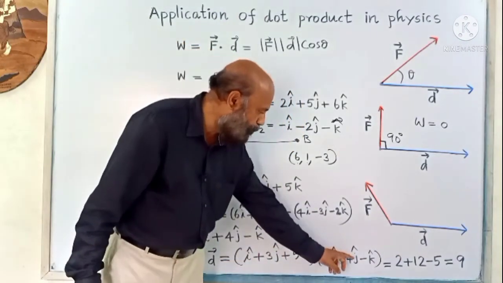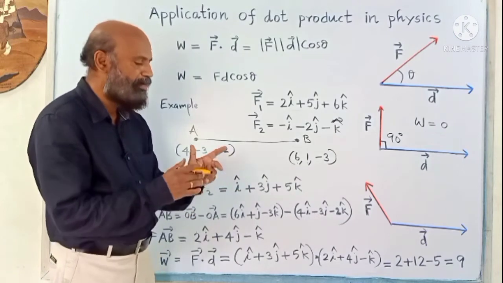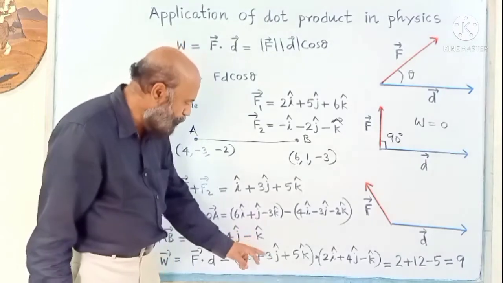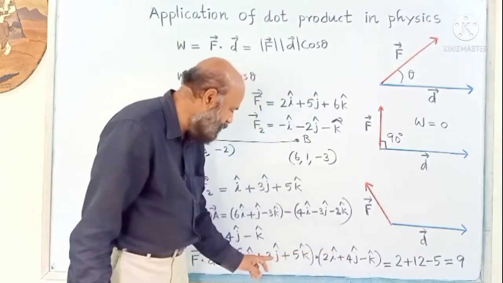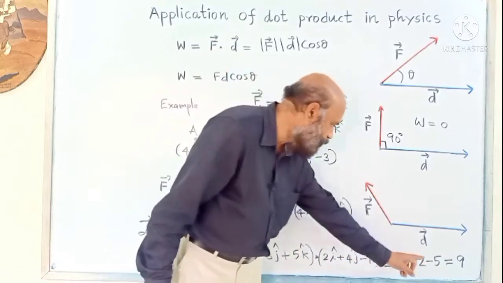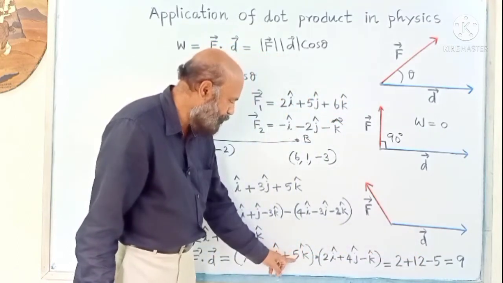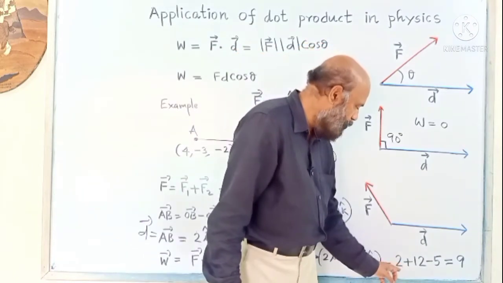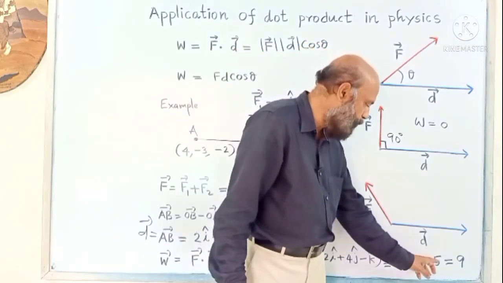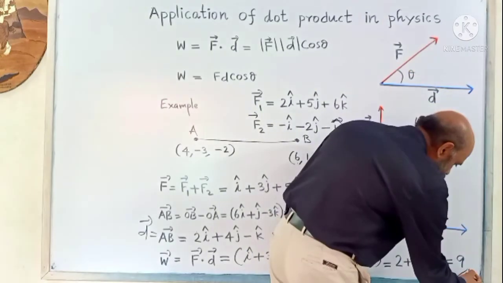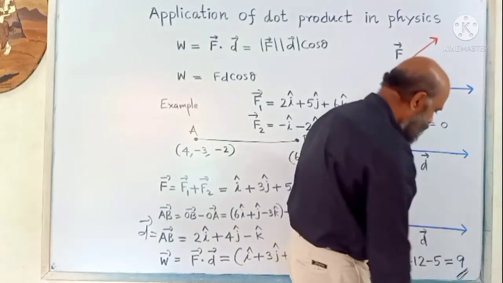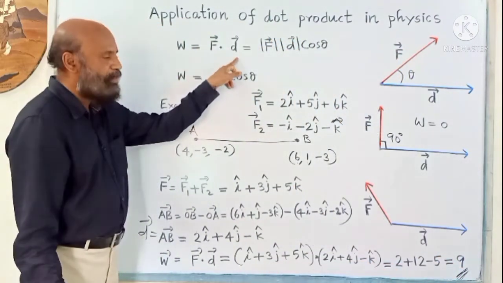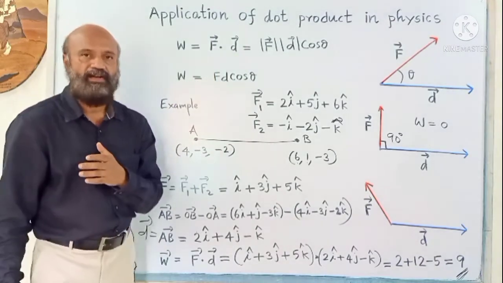Then i dot j will be 0 because the angle between i and j is 90. Now the corresponding component you have to multiply. j dot j is 1. So 3 into 4, 12. Next 5 into minus 1, so minus 5. So 2 plus 12, 14, 14 minus 5 is 9. See, work is a scalar quantity. You are getting a number. So work is the dot product of force and displacement. Work is a scalar quantity.